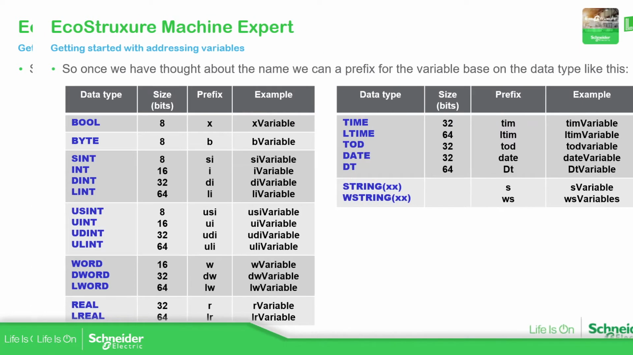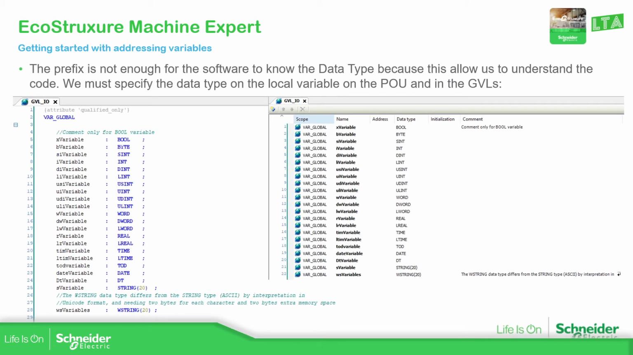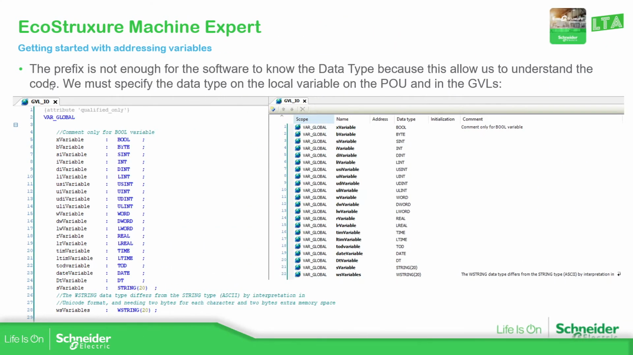Okay, so if we continue with this, now that we have all this information, it's time to declare the address for these variables on the software. So on the GBLs, we have the textual and the tabular view. Probably the easiest way to create the variables is going to be the tabular, but once you have more experience, you can go to the textual, so you can easily copy and paste and modify much faster.